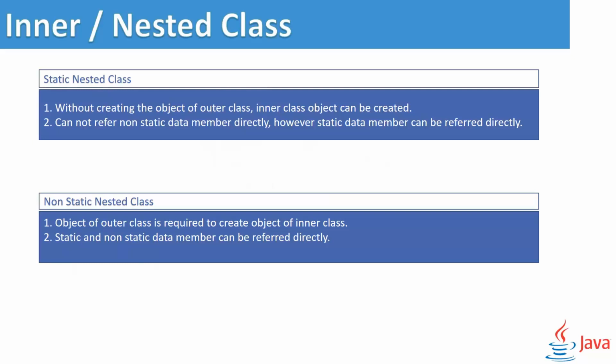Now let's talk about non-static nested class. In a non-static nested class, we need to create an object of the outer class first, and only then can the object of the inner class be used. And the second rule is that we can directly refer to all types of attributes inside the inner class, whether it is a non-static or static attribute of the outer class.